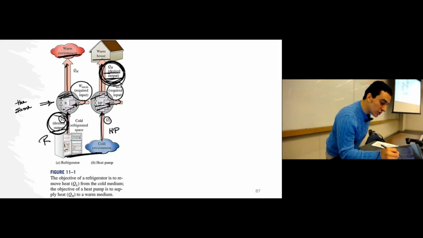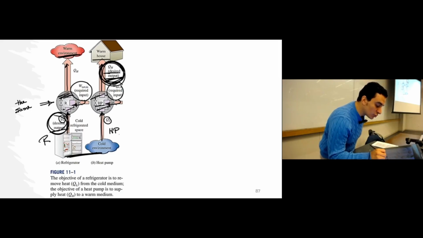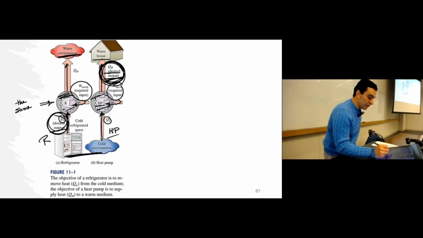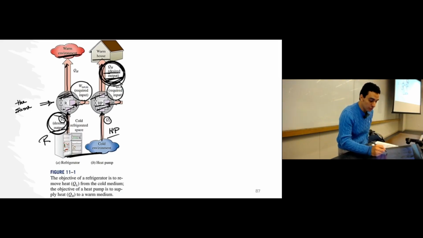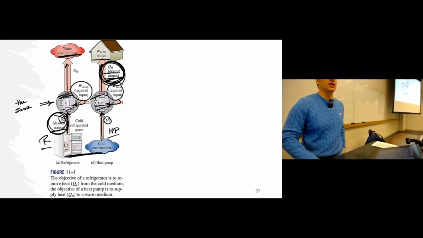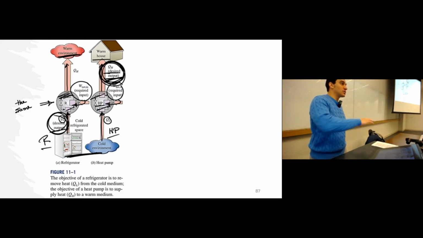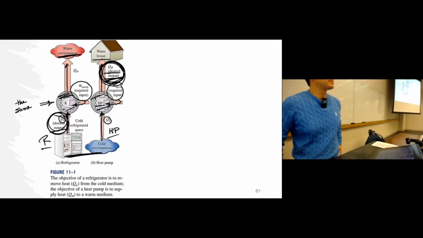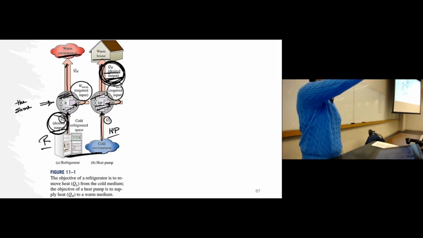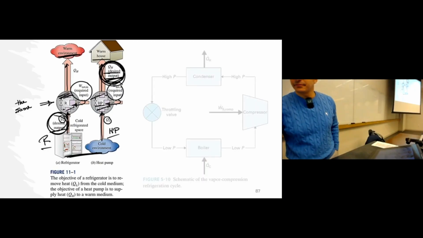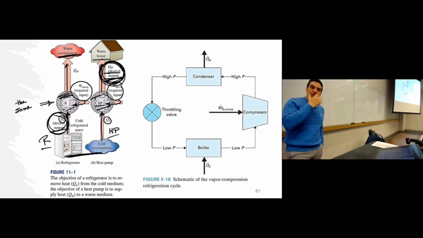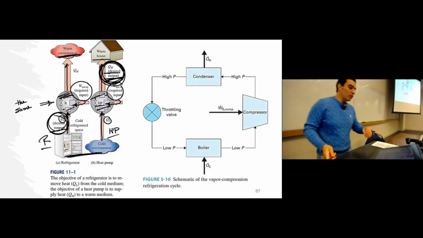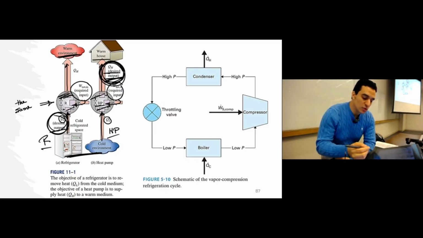So if QH is your desired output, your cycle is called a heat pump. If QL is your desired output, your cycle is called a refrigerator. Clear? So as we said, they are the same. Everything is almost similar except the objective. Clear? Any questions? Okay.